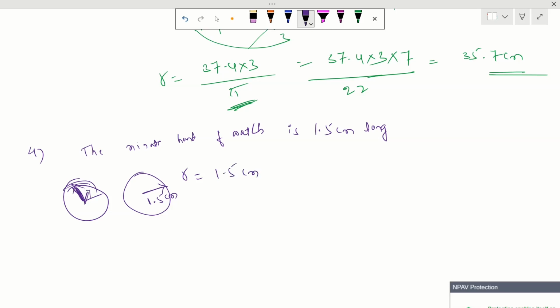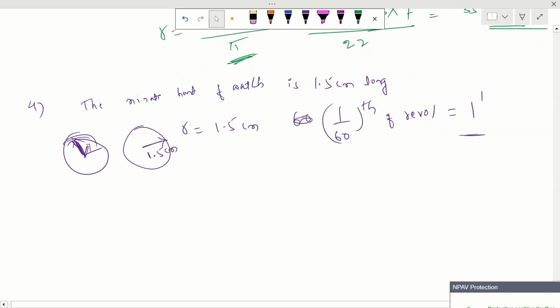And we know that the minute hand moves one sixtieth of a revolution in 1 minute, because 60 minutes is 1 hour. Therefore one sixtieth of a revolution is 1 minute here.